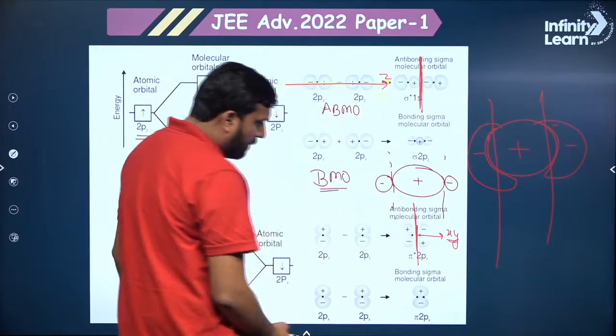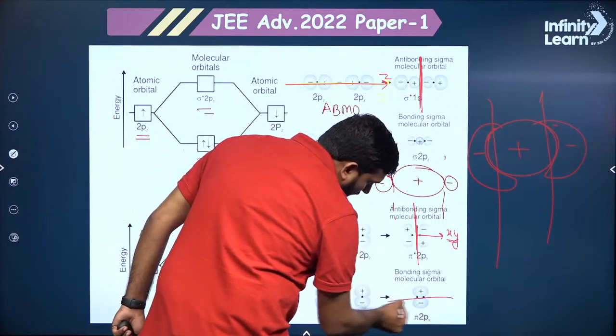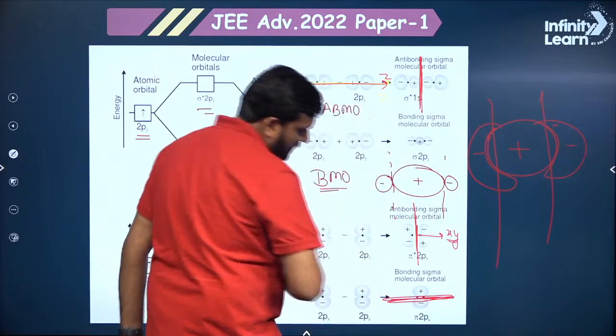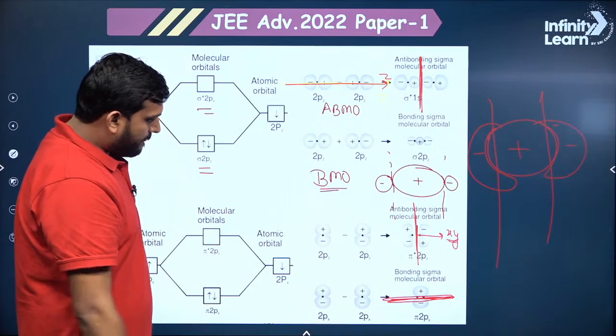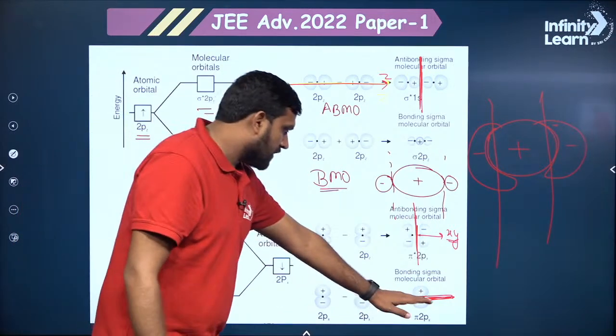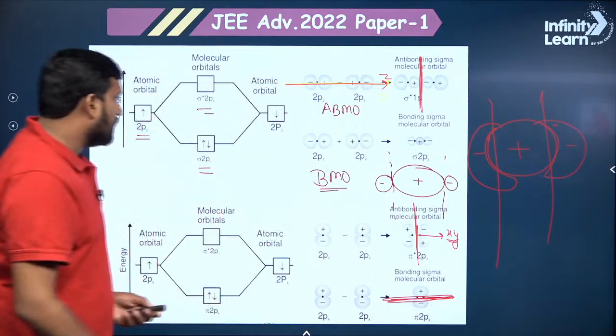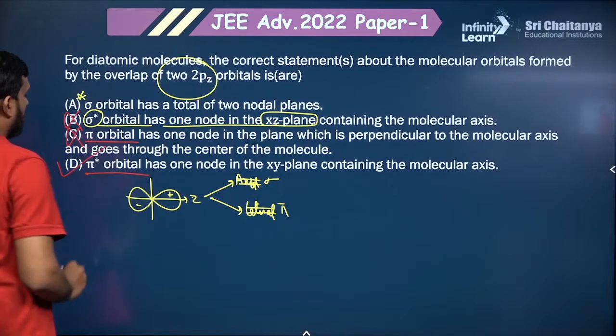But if you go for the pi bonding, you will find that there is a nodal plane in between these two lobes, which is not actually the xy plane. So this is incorrect, because the node is in that other plane. So statement C is incorrect. Only the correct option is D.